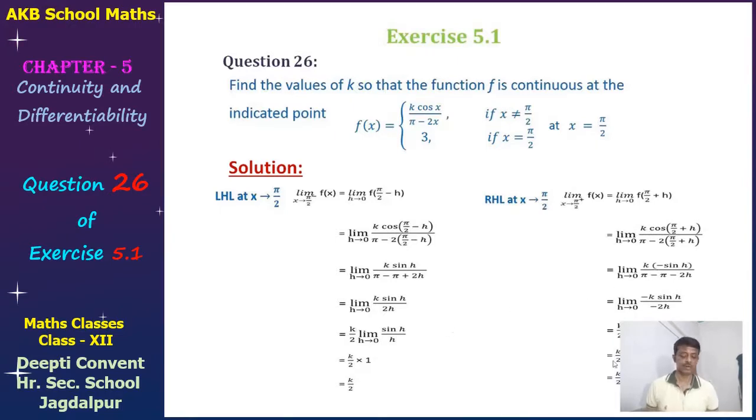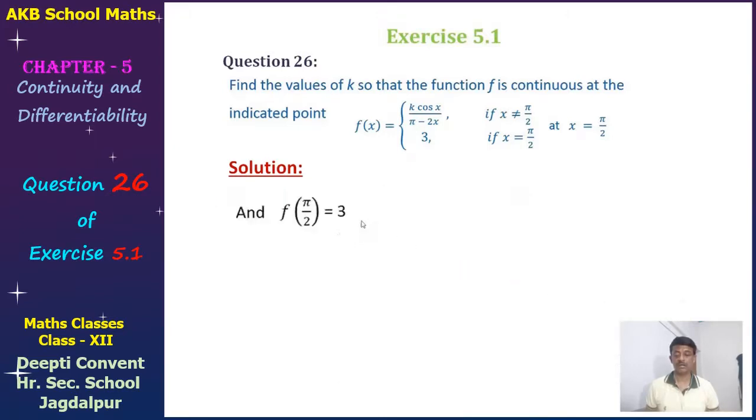Now right hand limit, also right hand limit x tending to pi by 2 plus h, limit h tending to 0, also use this value, plus h, cos of 90 plus theta, that means minus sin h. Now here solving, minus minus cancel, k by 2 is out of the limit, and limit h tending to 0 sin h by h is equal to 1. Now k by 2 is there, k by 2 is there, both are equal. Okay.